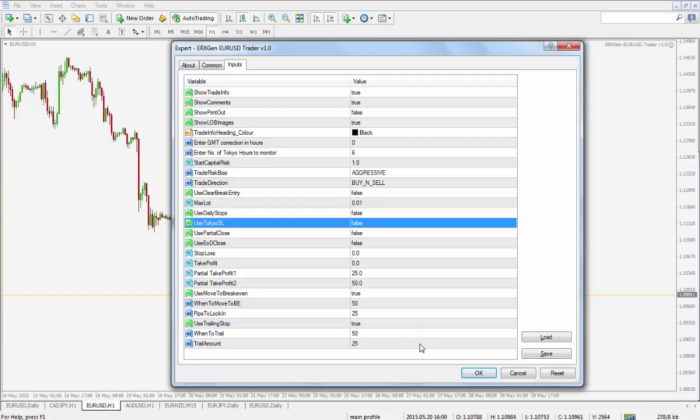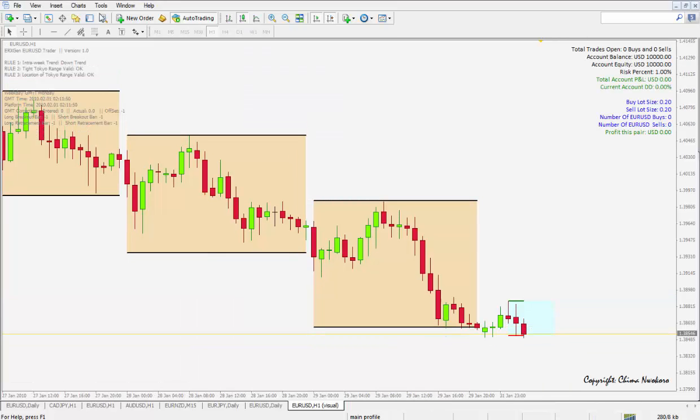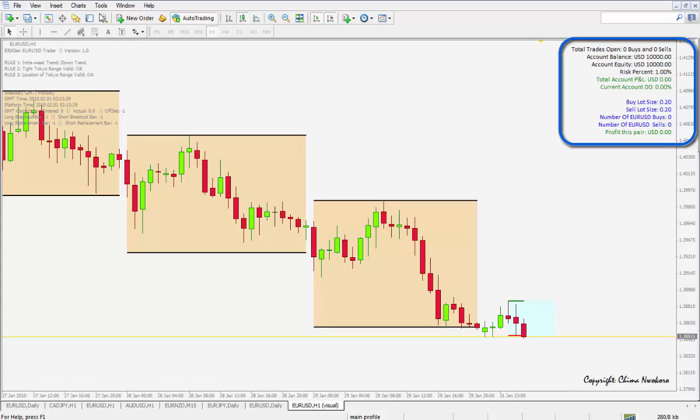Let's see an example. So, current day's price action. This is the trade information. It shows the number of buy trades, number of sell trades, account balance, account equity, and risk percent set.